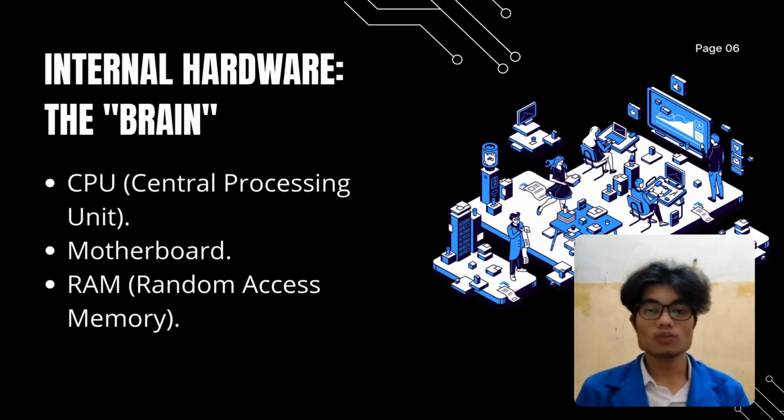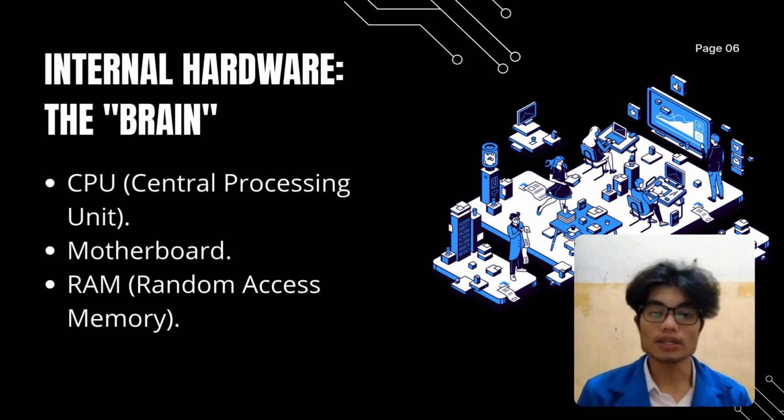And then we have internal hardware, or the brain. Inside the computer, we have the CPU, which is the brain that processes everything. It is connected to the motherboard, and we use RAM as a temporary memory to make it run fast.